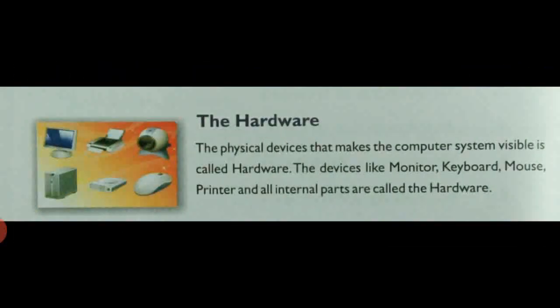Next topic is the hardware. The physical devices that make the computer system visible are called hardware. Devices like monitor, keyboard, mouse, printer and all internal parts are called the hardware.